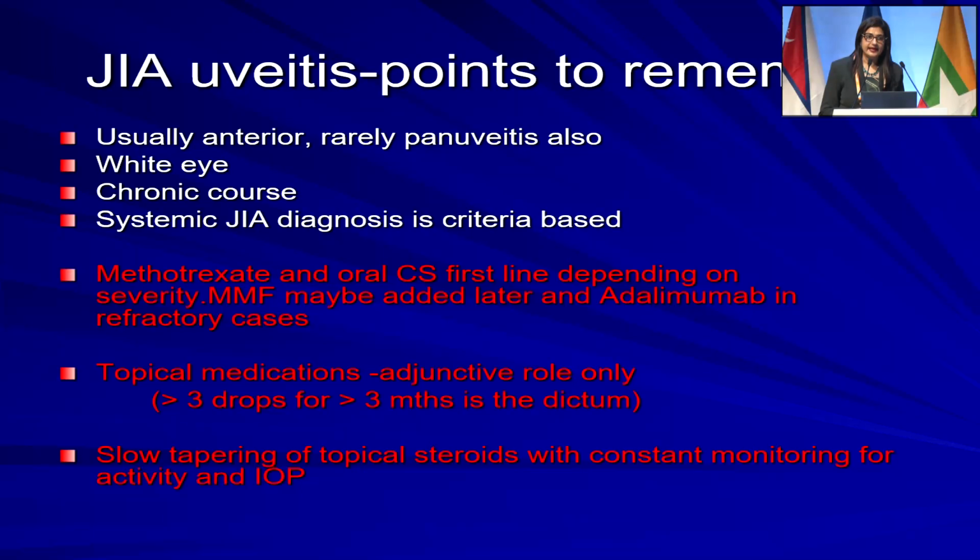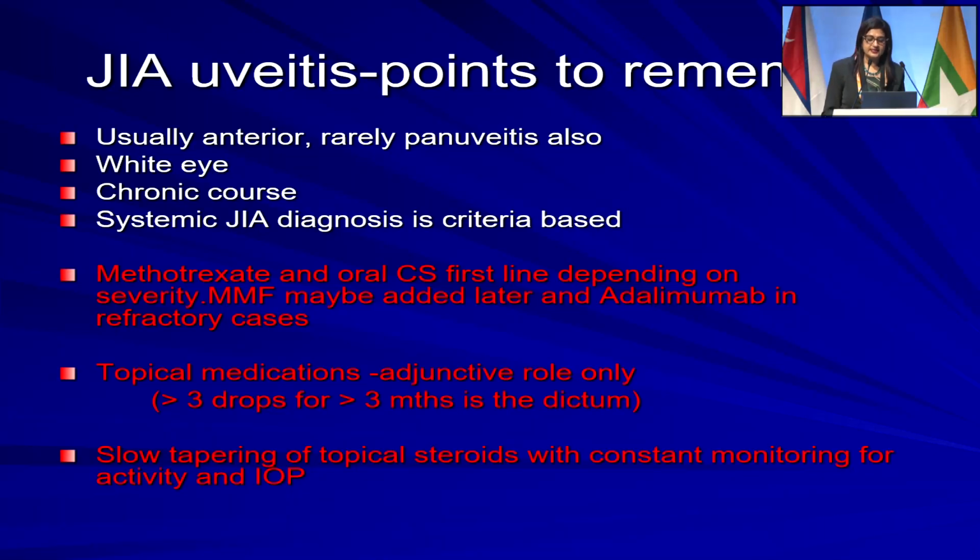Systemic JIA diagnosis is not a blood test. It is criteria based, so you will need your help from a pediatrician or a rheumatologist for diagnosis. Methotrexate and oral corticosteroids are the first line, and you may add MMF later, and adalimumab in refractory cases. This was how we used to deal with it earlier, but now more and more we are shifting to first line adalimumab because it has excellent results in pediatric JIA uveitis.